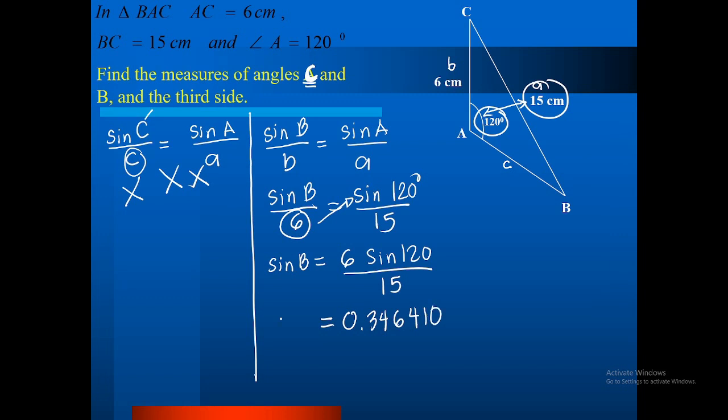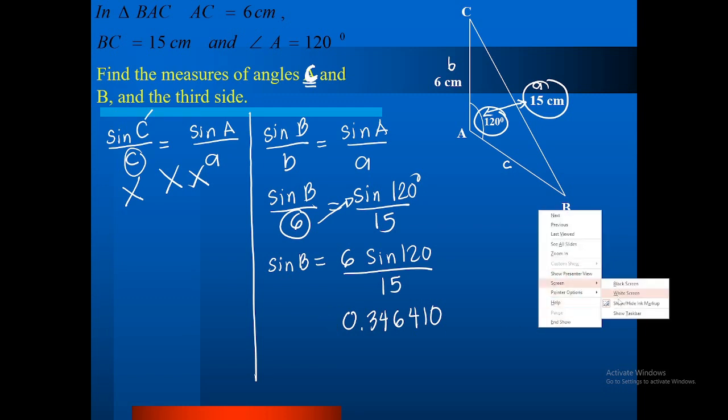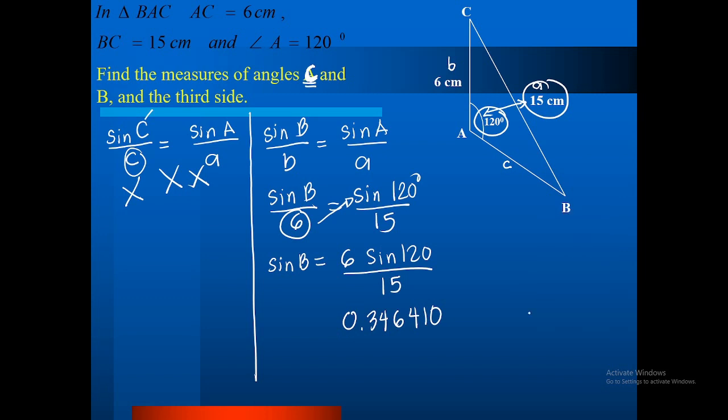Okay? What we will do here, class, is simply to solve for B, let me erase the equal sign first. And let's go back to our pen. To solve for B, we will simply press sine inverse. Right? You have the shift key. Then sine inverse will come out. And then 0.346410. What is your answer in 2 decimal places?